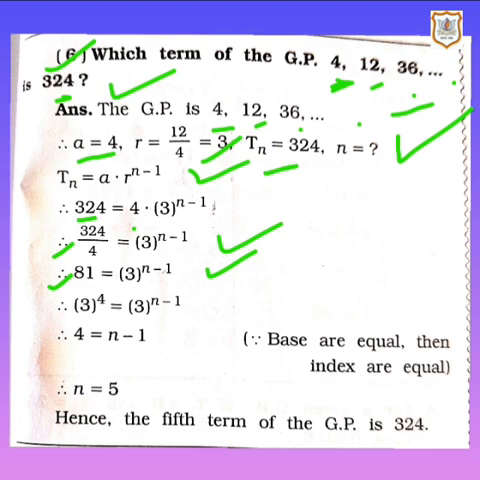So multiplying 4 times 3, this will give you 81. So 3 to the power 4 is equals to 3 to the power n minus 1. So now powers will be equal, 4 is equals to n minus 1. So n is 5 here. Let's solve the next sum.